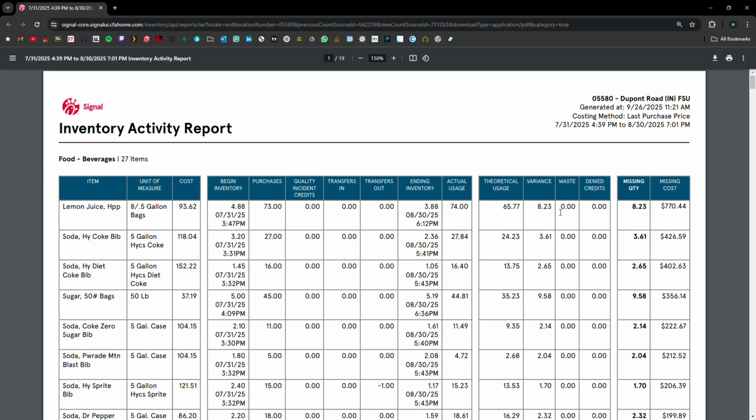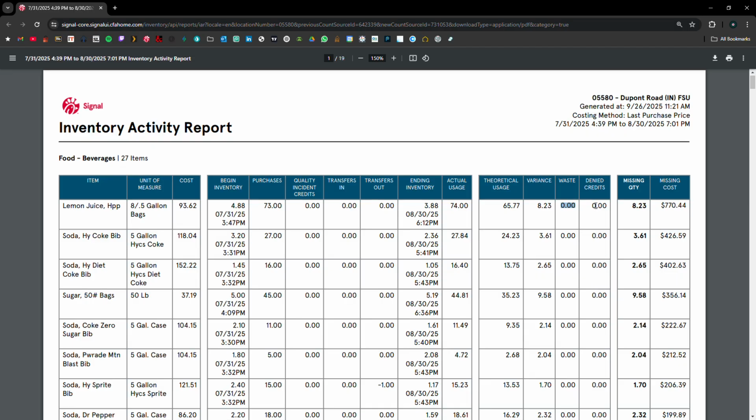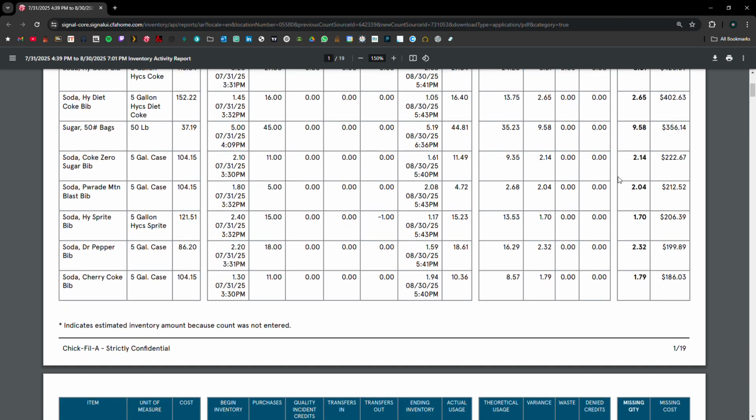Now, what's alarming to me is if this waste would have said eight cases, then this would be almost 0. So that means that we're not even tracking it. So I don't want there to be any waste because it's bad either way. But I would prefer that if we are going to waste something, we track it so that we know where it's going. So I want to use a different example.